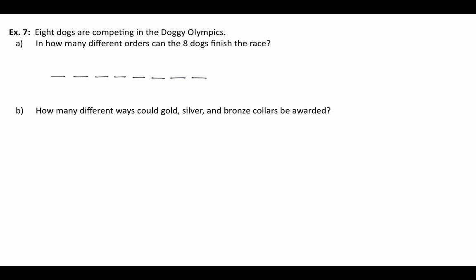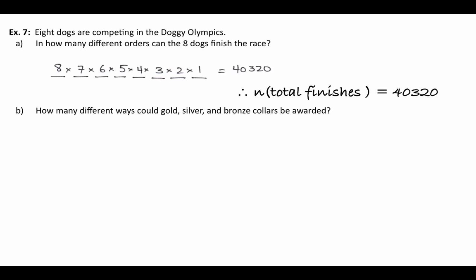They could finish 1st, 2nd, 3rd, 4th, 5th, 6th, 7th, or 8th. For first place, no dogs have crossed the finish line yet, so we have 8 dogs to choose from. Once that first place dog crosses, there's still 7 that have not crossed yet. So we're going to do 8 times 7 times 6 times 5 times 4 times 3 times 2 times 1, which gives us 40,320 total finishes with all 8 dogs. Basically, we could have that many different orders of finish for a race.